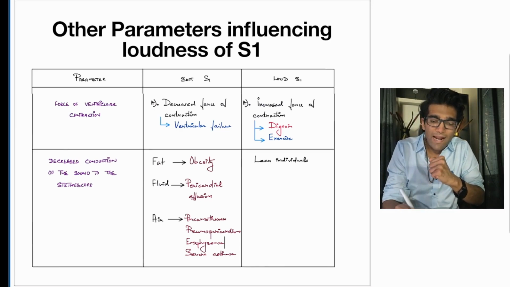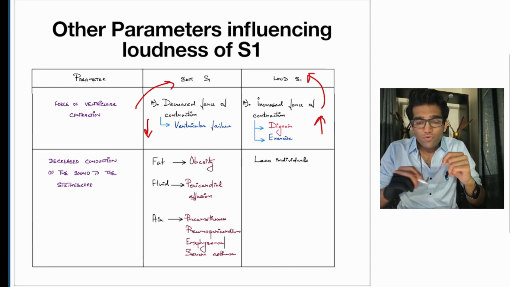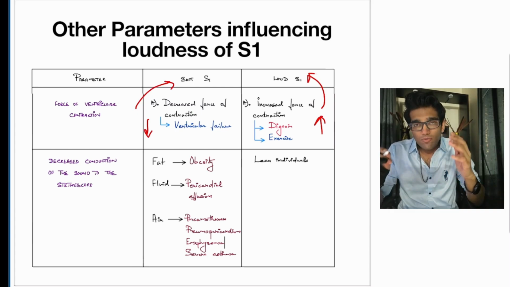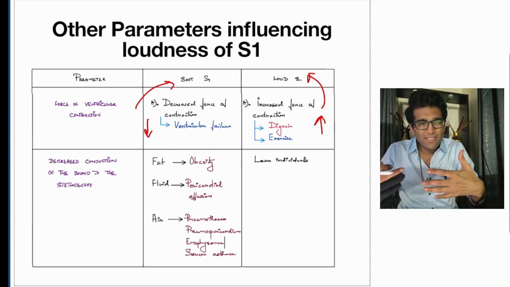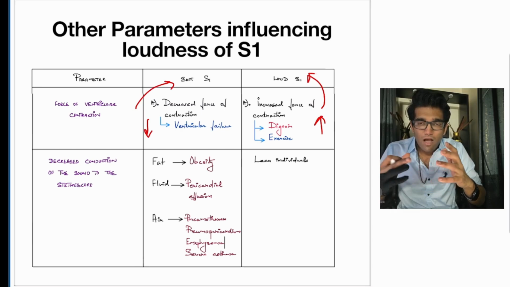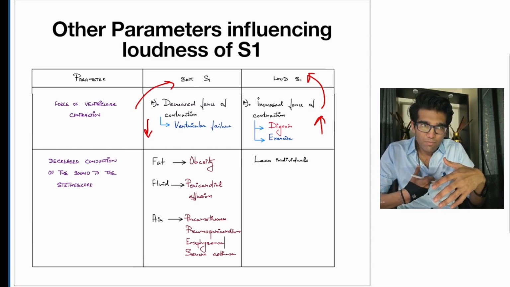Okay, so if that is decreased, you would have a soft S1. If it is increased, you would have a loud S1. Very clear, you know? So it would be decreased if there is ventricular systolic failure. Okay, and it would be increased if the patient is exercising or you give a drug like digoxin that causes increased contractility.